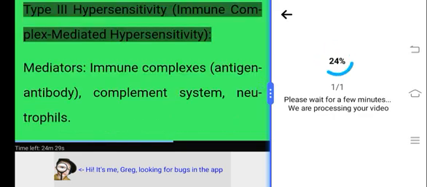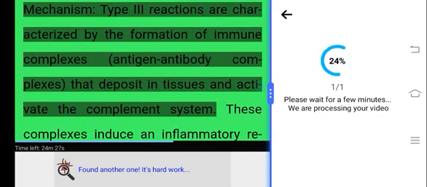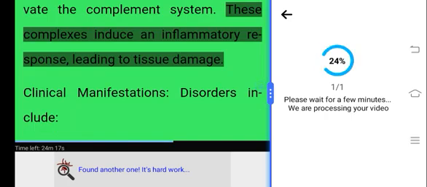Type 3 hypersensitivity, immune complex mediated hypersensitivity. Mediators: immune complexes, antigen-antibody, complement system, neutrophils. Mechanism: type 3 reactions are characterized by the formation of immune complexes, antigen-antibody complexes, that deposit in tissues and activate the complement system. These complexes induce an inflammatory response, leading to tissue damage.